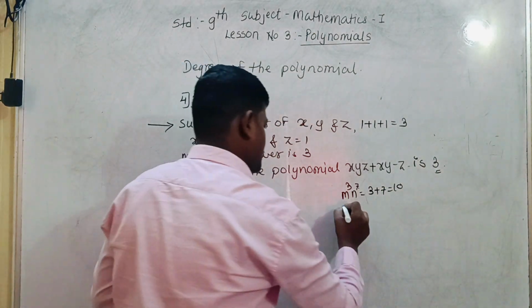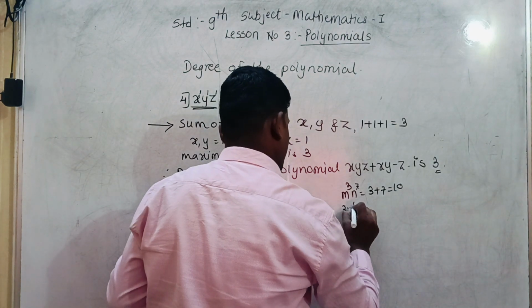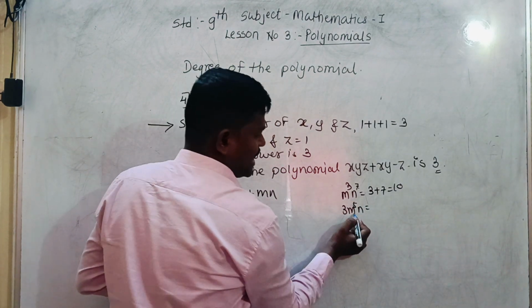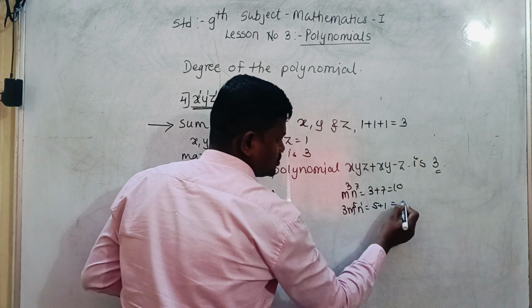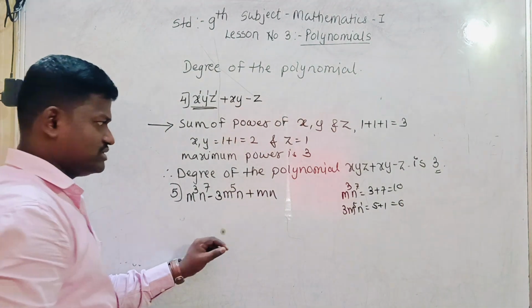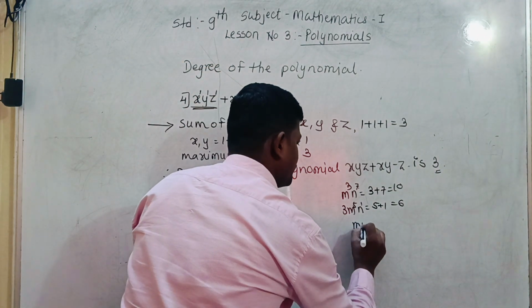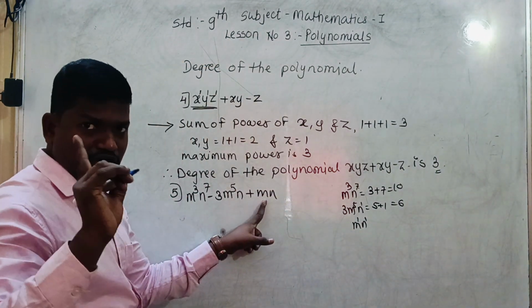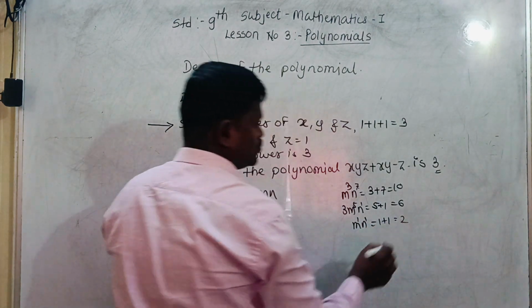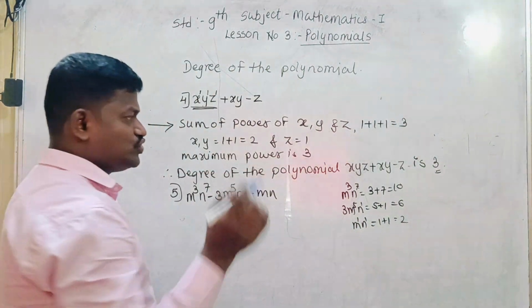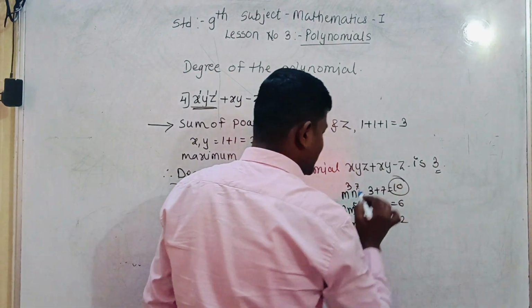For the next term, the power of m is 5 and the power of n is 1, so the addition is 6. For this one, both have power 1 and 1, that's why 1 plus 1, that is 2. Understood? So the highest power is 10.